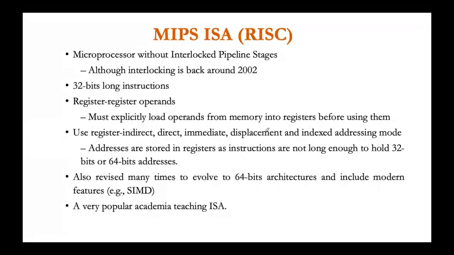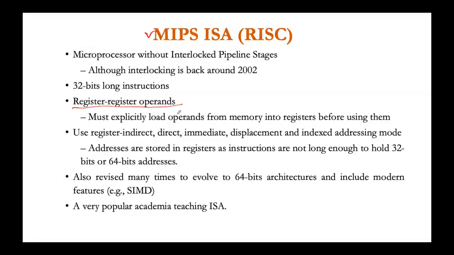Then we talk about the MIPS ISA, that is the RISC part. MIPS means millions of instructions per second, and it uses fixed length instructions. It stands for microprocessor without interlocked pipeline stages, although the interlocked is back around in 2002. MIPS RISC uses 32-bit long fixed instructions and register to register operands only. So it must explicitly load operands from memory into registers before using them.